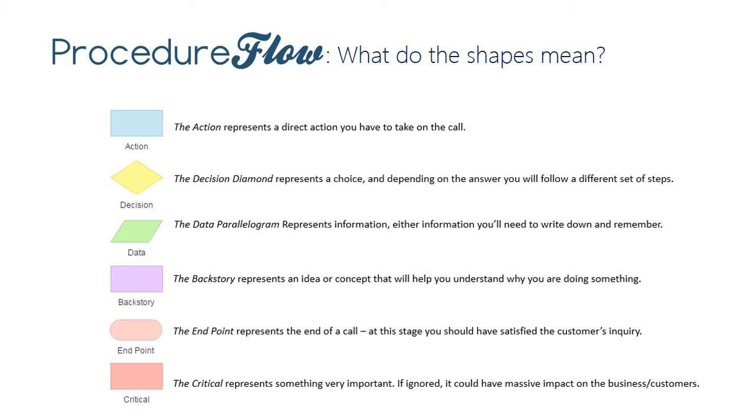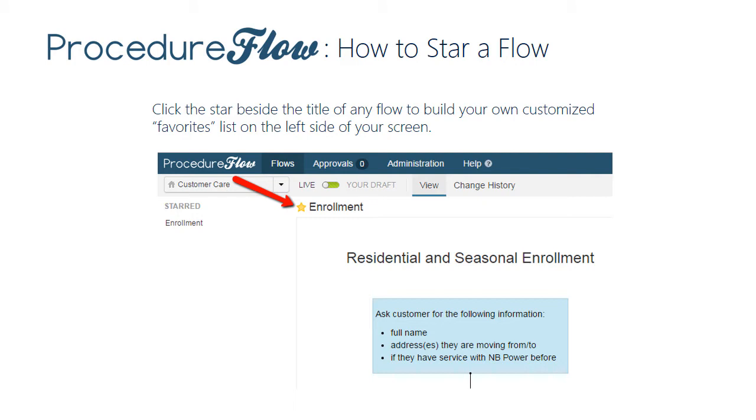The endpoint represents the end of the process. You completed the process or satisfied the customer's inquiry. Usually, we link this to a close the call subflow with instructions on any final steps that need to be completed, such as making notes on a customer's account or on the support ticket. The critical shape represents information that, if missed, could have a massive impact on the customer or on the business. This should be built directly into the flows at the appropriate point, so there is absolutely no chance a user could miss it.